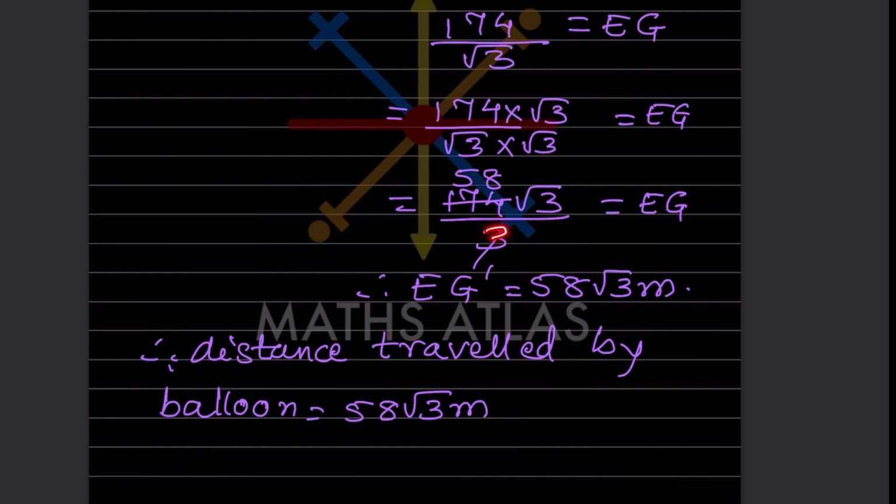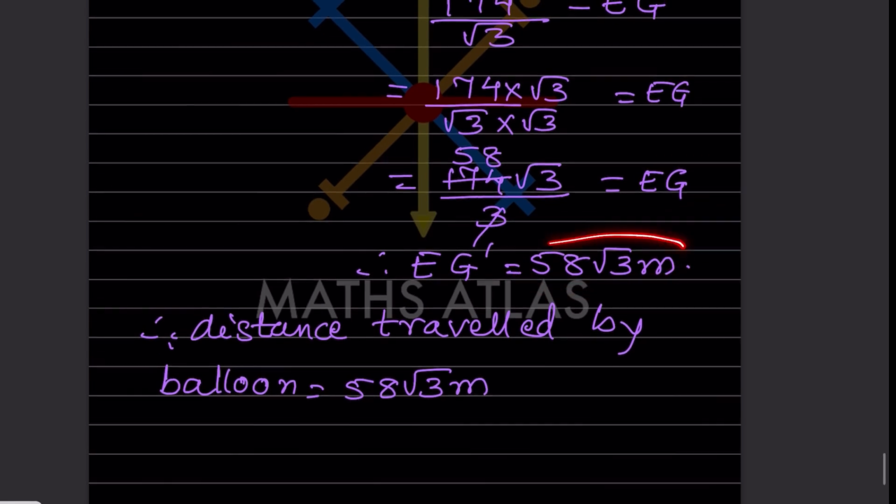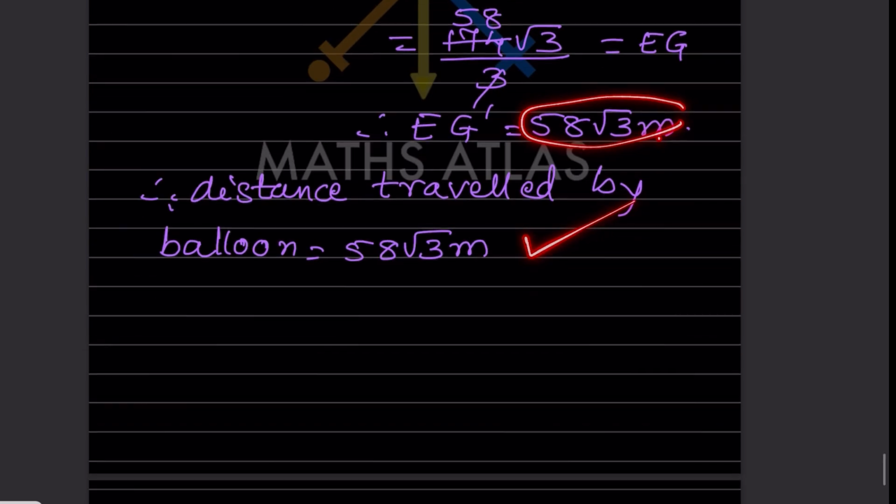Whenever you get the root sign in the denominator, you will rationalize the denominator, but you can keep this root sign in the numerator. You don't have to rationalize it. So the denominator only has to be rationalized. So the root sign can be the same in the numerator. So this is the answer.